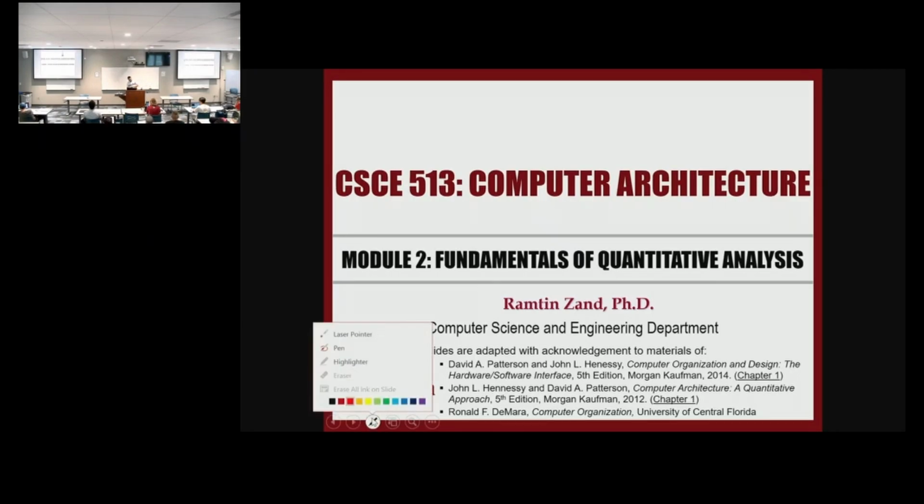So if you remember from the course objectives, one of the most important things that we're going to learn in this course is how to evaluate a processor and a computer system in general. So obviously one of the important things that we need to begin with is the fundamentals of quantitative analysis. We're going to go over the metrics that are important for quantitative analysis of the computer system.